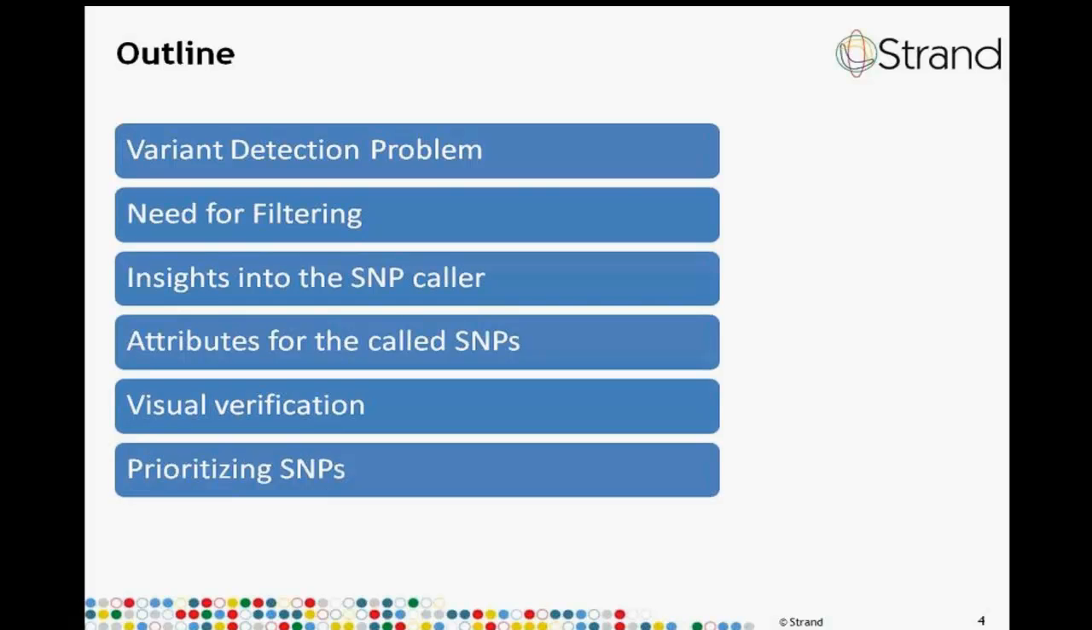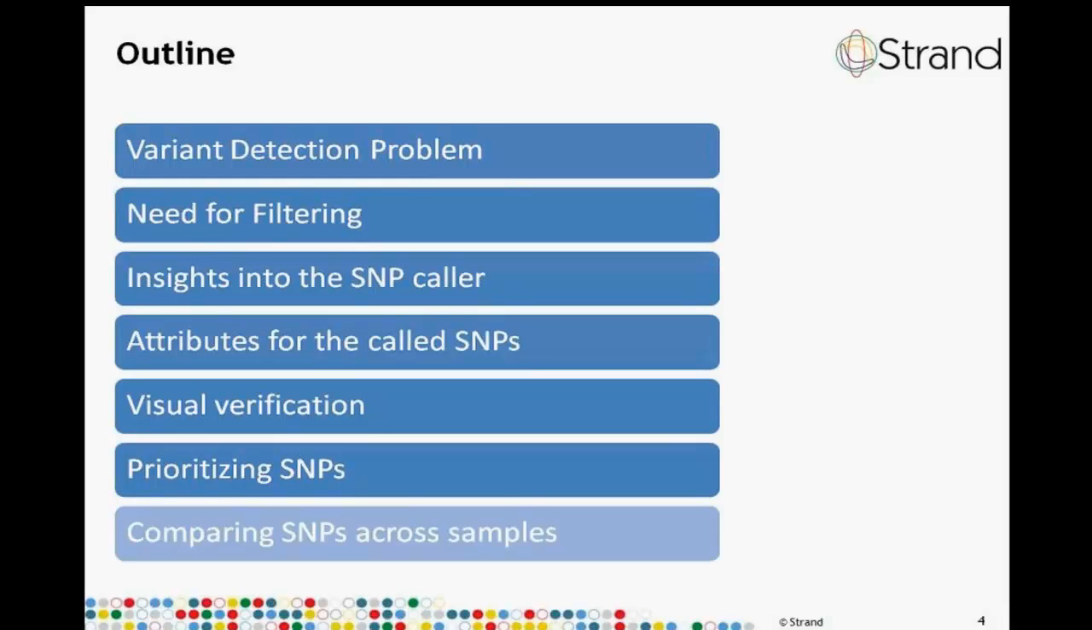And then even when you analyze a single sample, you could end up with hundreds of thousands of SNPs. How do we go about prioritizing those SNPs in the case of a single sample? And finally, the problem gets only compounded when you have multiple samples. So how do you compare SNPs across multiple samples?